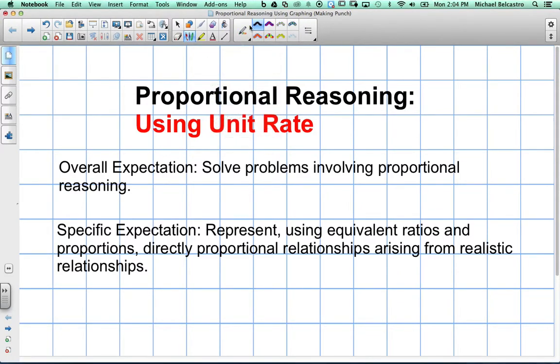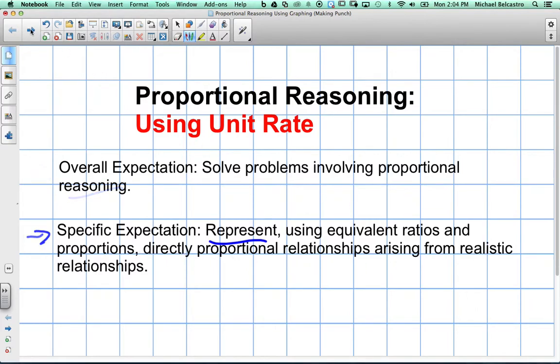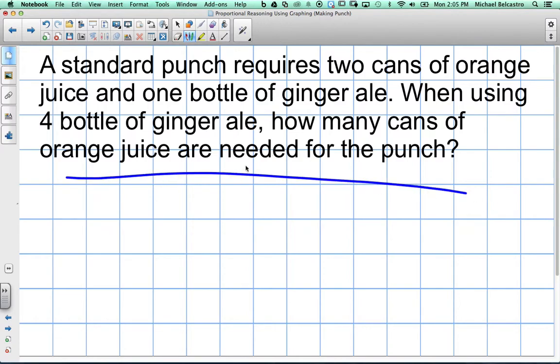We're going to look at proportional reasoning using unit rate. That's the method we'll use to solve. Our overall expectation is to solve problems involving proportional reasoning, and the specific expectation is to represent, using equivalent ratios and proportions, directly proportional relationships arising from realistic relationships. So let's take our inquiry type question here. We'll read through it once, then come back and highlight whatever's important the second time through.